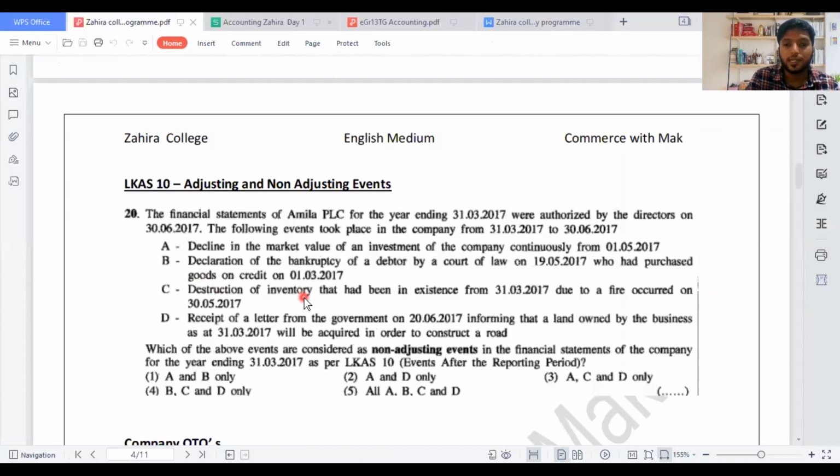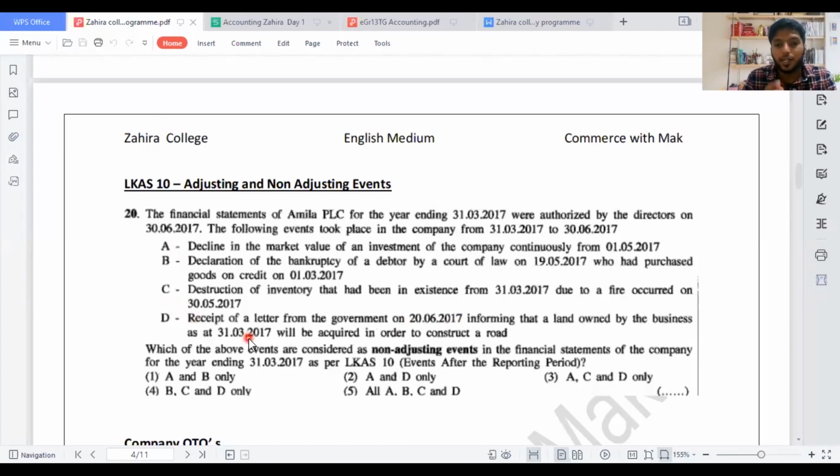It says that destruction of inventory that had been in existence from 31st March due to a fire that occurred on 30th May 2017. Now there's a destruction of goods. Where do you record, guys? Do you record it under an adjusting or non-adjusting event? Easy to understand. A destruction is a non-adjusting event because the destruction did not happen in the last year, it happened in the new year, and that is related to this particular year, not the last year. So we will consider that a non-adjusting event.